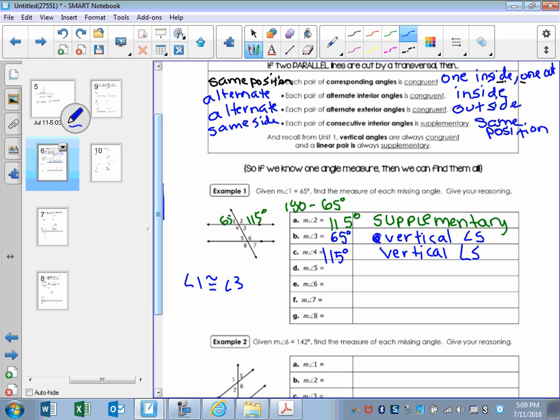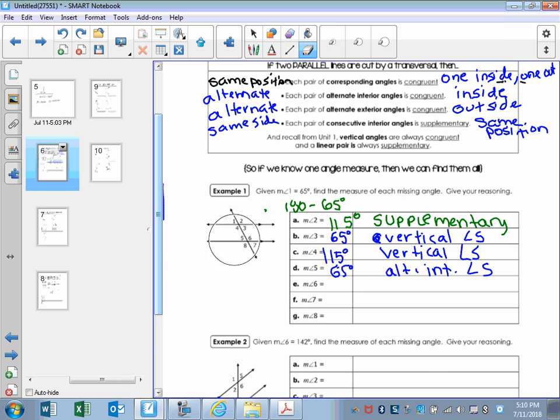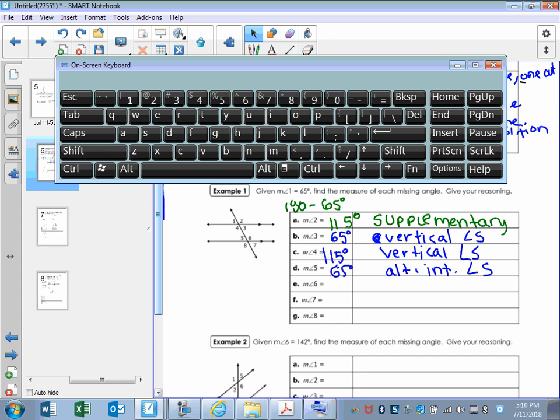All right. Angle 5 is alternate interior to angle 3. Angle 3 is 65, so angle 5 is 65 degrees too. It's alternate interior. There are other theorems you can use, but I'm using these. Now, angle 6. We could go all day doing this, but I have an easier method.